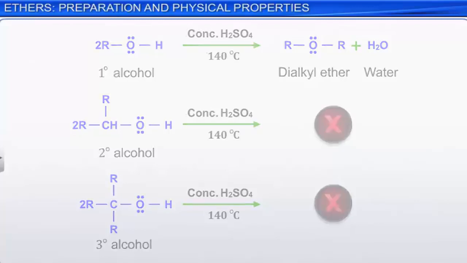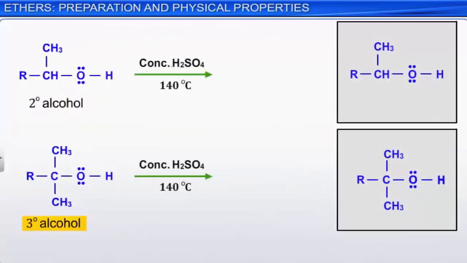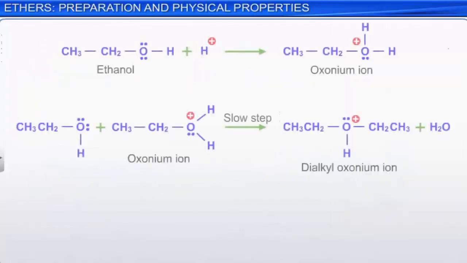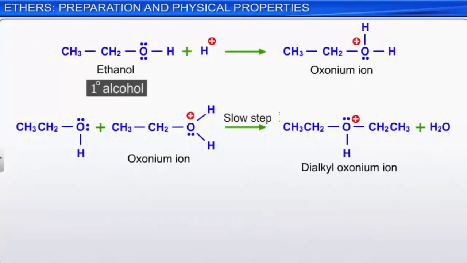Note that secondary and tertiary alcohols produce alkenes via elimination. Ethers can be prepared by the dehydration of primary alcohols by an SN2 mechanism, which means that the reaction involves an attack by a nucleophile and is a bimolecular slow step.